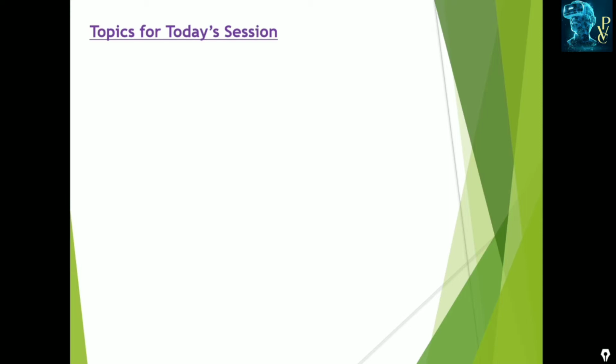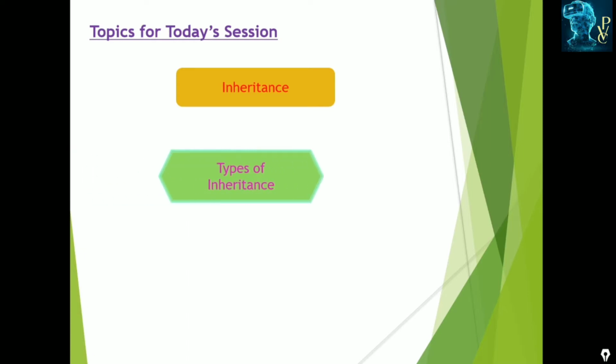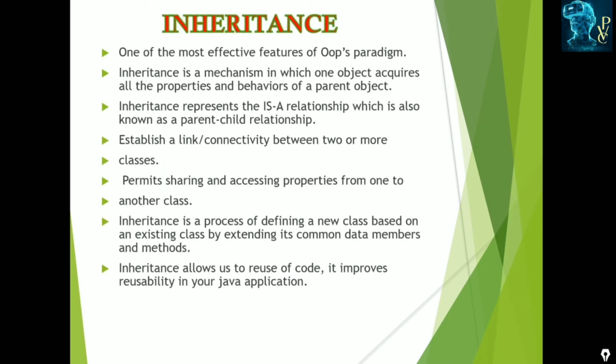Topics for today's session: first we have to know what inheritance in Java is and the different types of inheritance, and in detail we will learn about multi-level inheritance. Inheritance is the most effective feature of object-oriented programming languages. Inheritance is the mechanism which acquires all the properties and behaviors of a parent object.